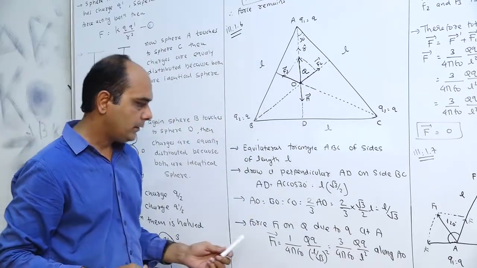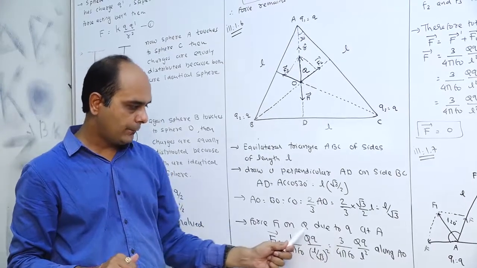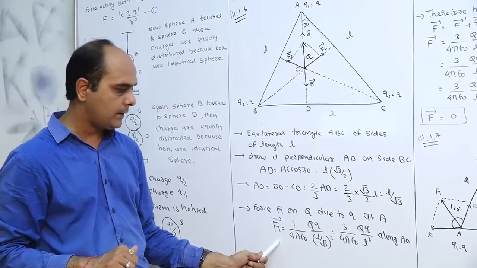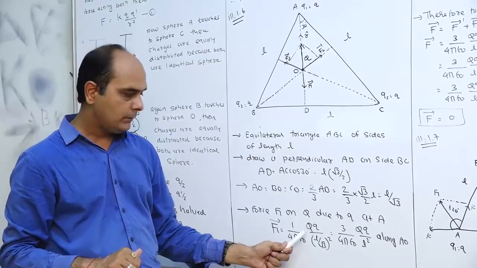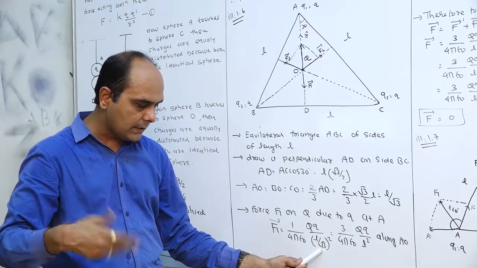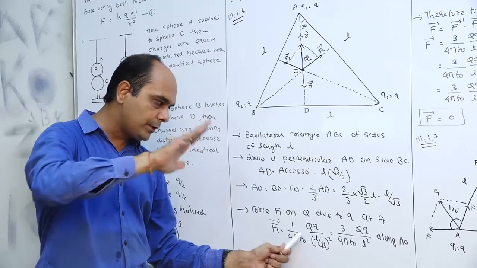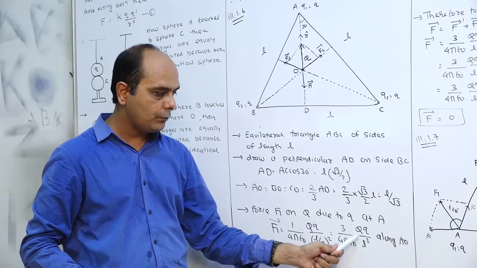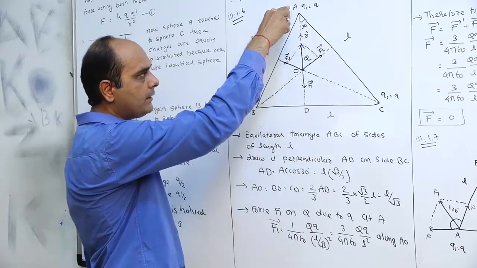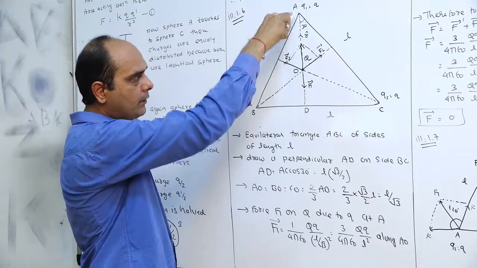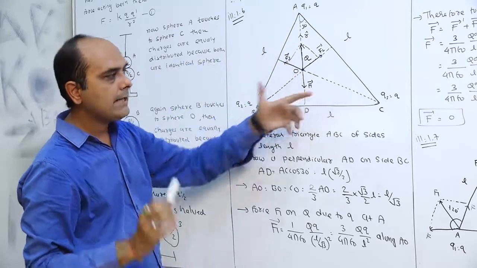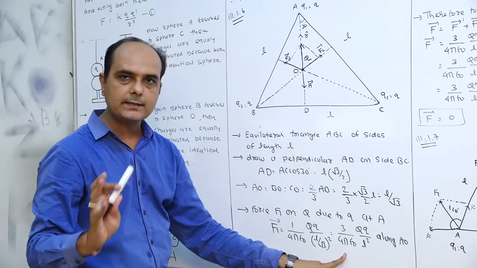The force F1 on capital Q due to small q charge at A is given by vector F1 equals 1 upon 4 pi epsilon 0, capital Q into small q, by (L by root 3) whole square. That is 1 by 3 division to division numerator, so 3 upon 4 pi epsilon 0, capital Q into small q by L square. This force acts along the AO direction. The force between the same charges everywhere remains the same.